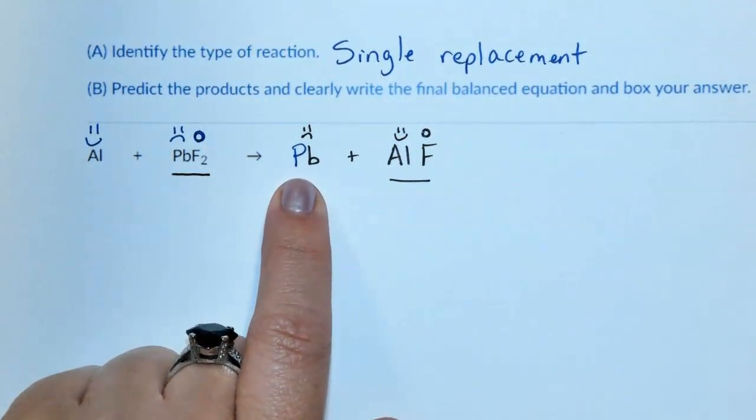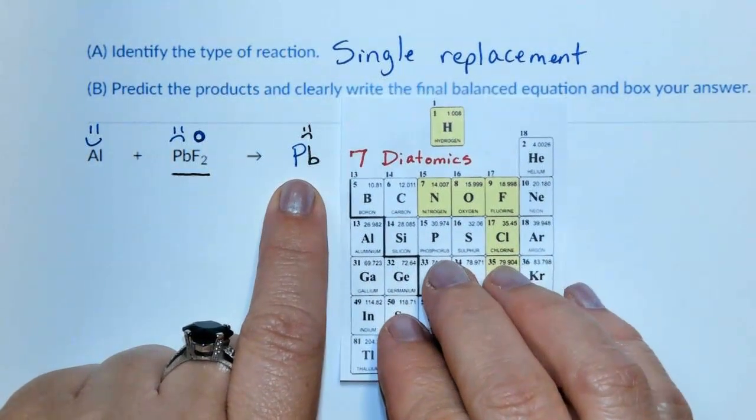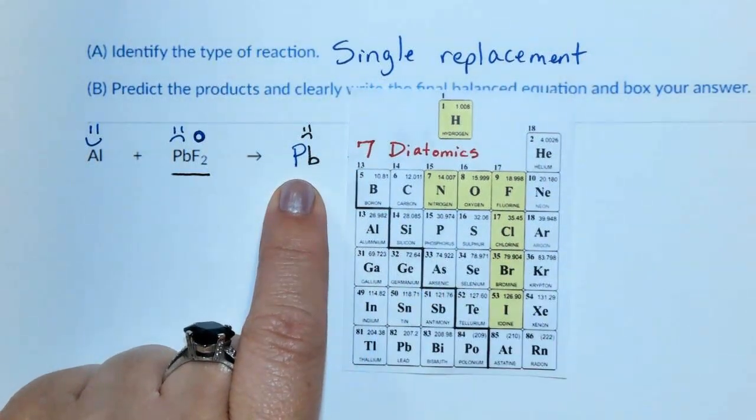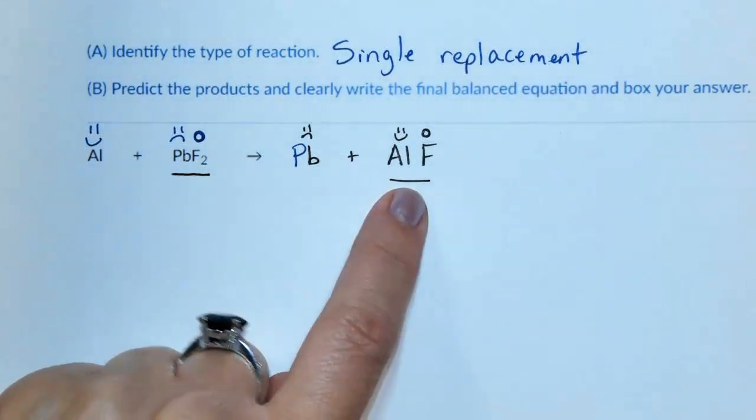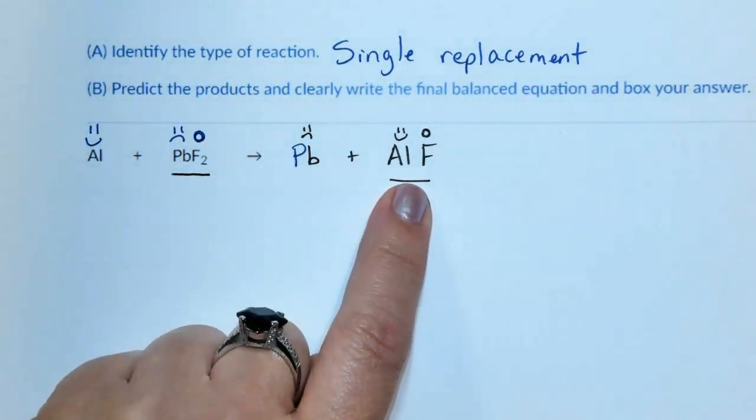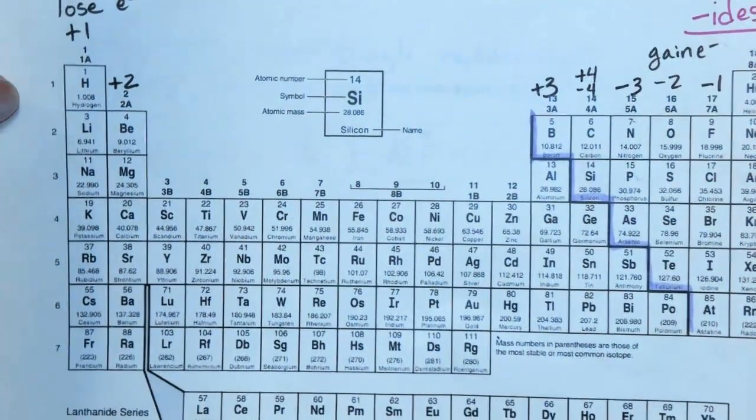Anytime you have an element that's a single element as a product, you have to verify, is it one of the 7 diatomics? It is not one of these 7 diatomics, so it does not get a subscript of a 2. When you form a compound between two elements, you have to balance their charges.